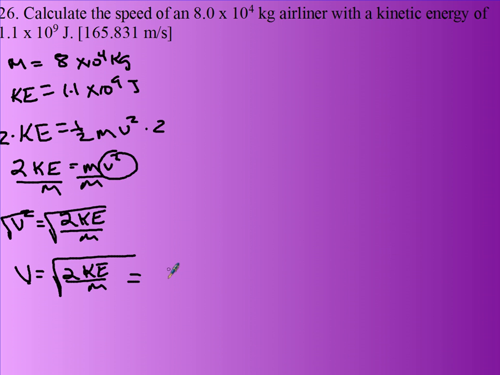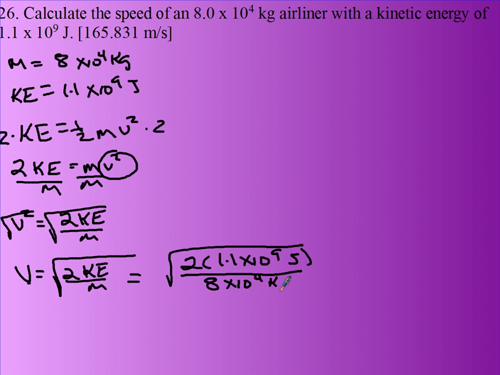Now let's just plug in. 2 times my kinetic energy, 1.1 times 10 to the 9th joules, divided by the mass, which is 8 times 10 to the 4th kilograms. And I get 165.8 meters per second.